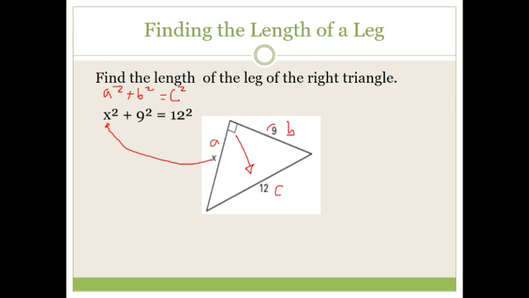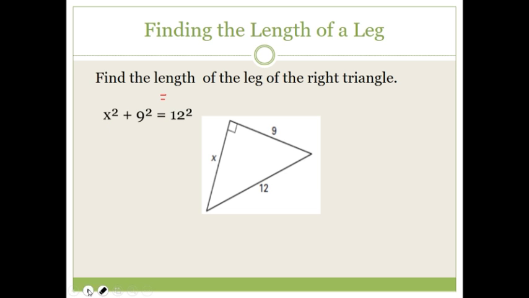Then I replaced b with its value of 9 in the Pythagorean equation. And then we saw that the hypotenuse is the c. In this case it's 12, so I replaced the c in our equation with 12. Now I can go about solving this equation. Alright, so let's solve it using inverse operations.